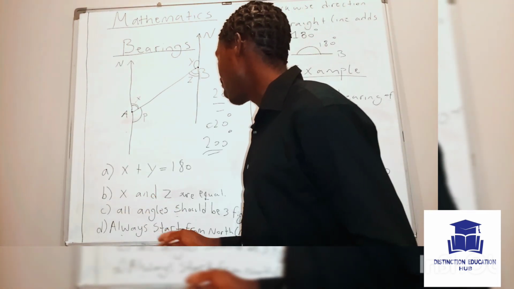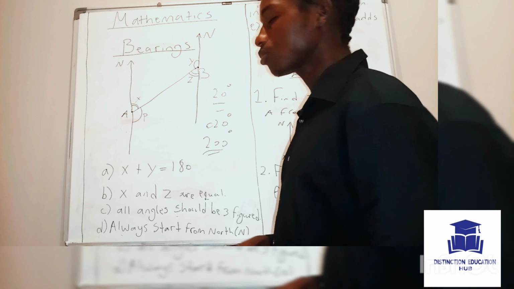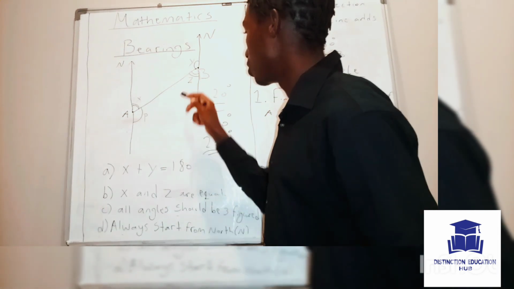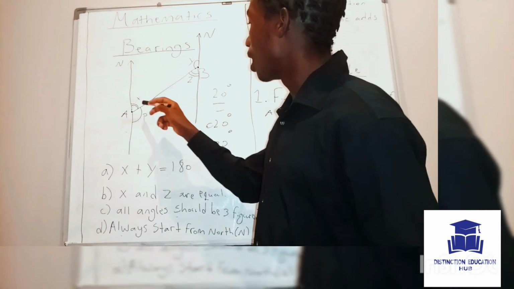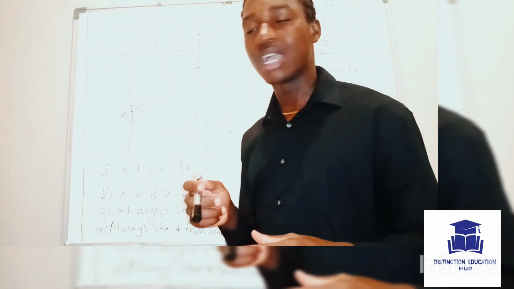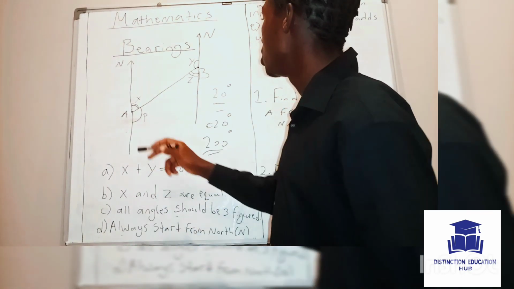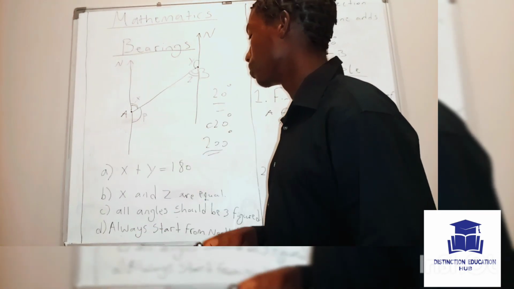B, x and z are equal. What do I mean? We have angle x here and angle z there. So these are vertical angles. So angle x is equal to angle z, which means angle p is also equal to angle y.